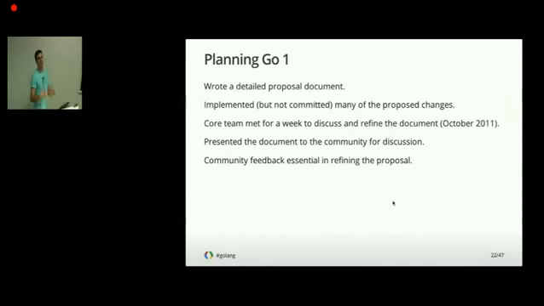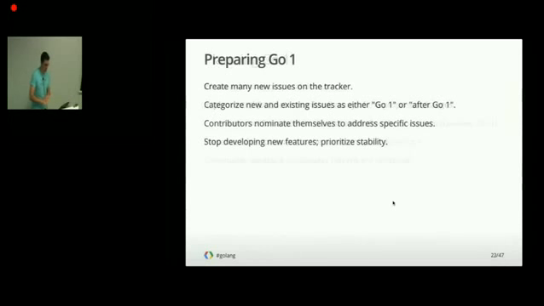What do you think? And so there were many threads that occurred as a result, many very heated discussions and debates. And as a result of those discussions with the community and amongst the community, we made many changes to the proposal, adopted a lot of the suggestions, and had a really solid plan at the end of that process. And so the process of actually preparing Go 1 was to create a lot of issues on the issue tracker, and to categorize all the existing issues we had in terms of this is for Go 1, this is after Go 1, so just drawing a line in the sand in that sense.